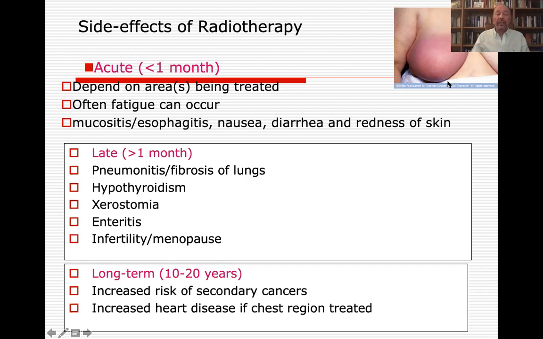is very sensitive. Late effects that, as I said, are much more significant include, but are not limited to, pneumonitis and fibrosis of the lungs, somehow similar to the COVID-19 effects, hypothyroidism, xerostomia, enteritis, infertility or menopause. And finally, long-term effects, which can occur even after 10–20 years, are increased risk of secondary cancer and increased heart disease if the chest region is treated. These are only some. We have seen in the deterministic effects lecture that there are many, many different effects depending on the organ that is exposed.